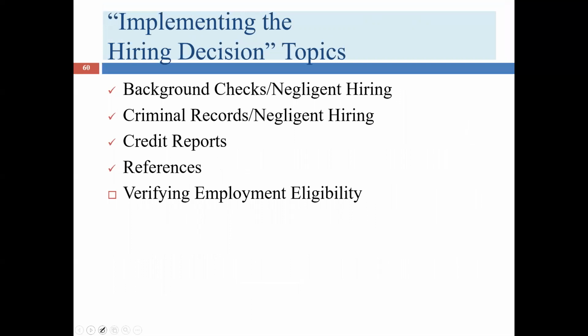So let's discuss verifying employment eligibility. We will talk more about this later on, but this is, again, part of that new hire process, where you are confirming that the person is eligible to work in the United States at this time.